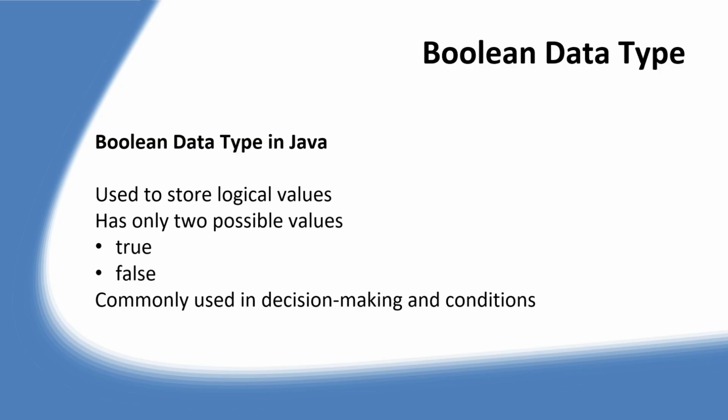So, the Boolean data type in Java is used to store logical values. It has only two possible values. Either it can be true or it can be false. It is commonly used in decision making and conditions.